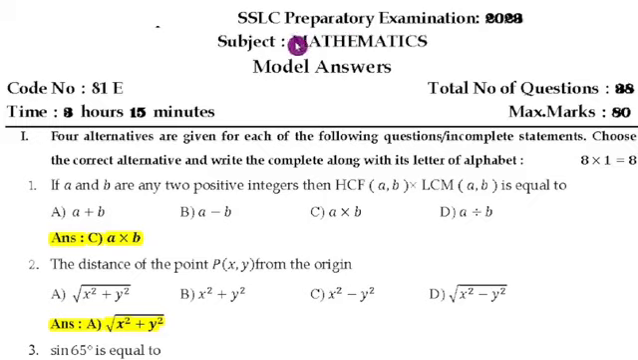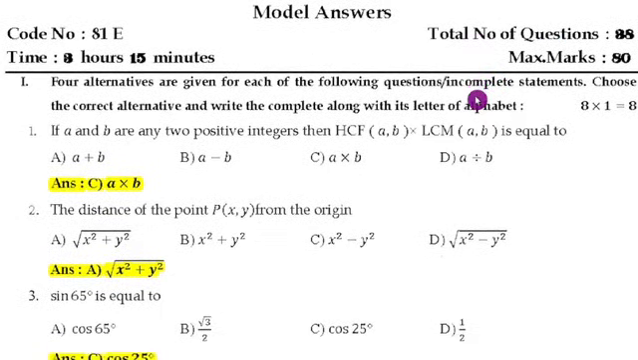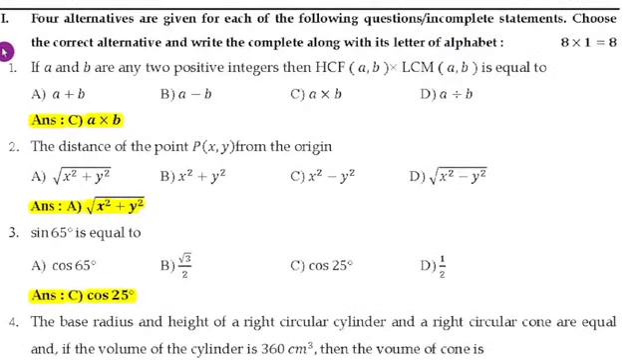So, SSLC Preparatory Examination 2023, Maths subject. The subject code you know very well, 81E. The time is 3 hours 15 minutes, total marks 80, and the number of questions is 38. In the first main, 4 alternatives are given for each of the following questions or incomplete statements. Choose the correct alternative and write the complete answer along with its letter of alphabet. In the first main, 8 questions are given.